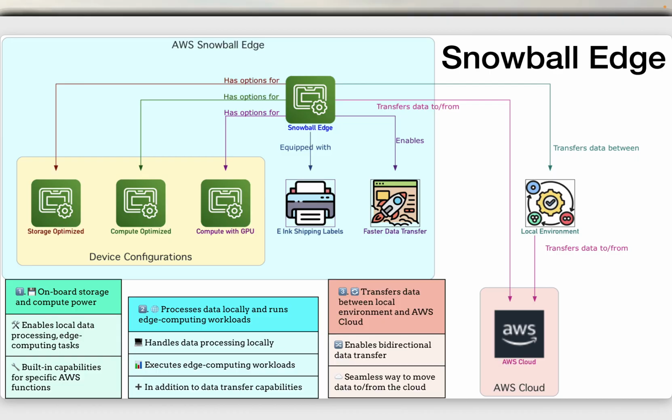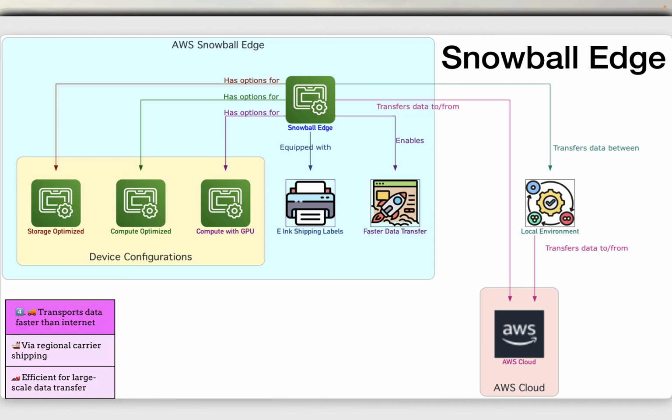Snowball Edge enables data transfer between your local environment and AWS Cloud or vice versa, and provides a seamless way to move data. Each Snowball Edge device can transport data at speeds faster than the internet by physically shipping the data loaded devices through a regional carrier, and this makes it an efficient option for large scale data transfer.